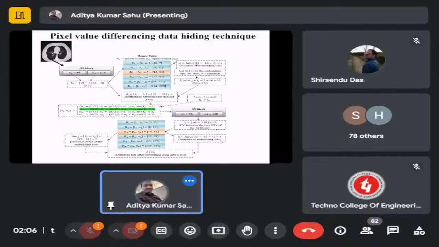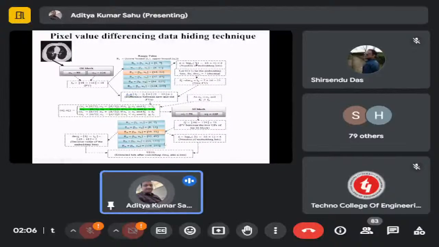How do we find it? From the left side of your screen: the difference value 23 belongs to the range whose lower bound is 16. 23 minus the lower bound 16 is 7. You see, 7 is the decimal value of the embedded bits. Its 4 bits are 0, 1, 1, 1. Understood? This is how the pixel value differencing method works.